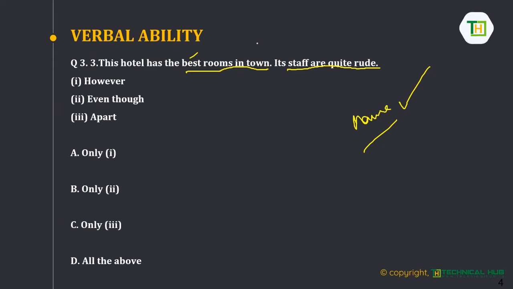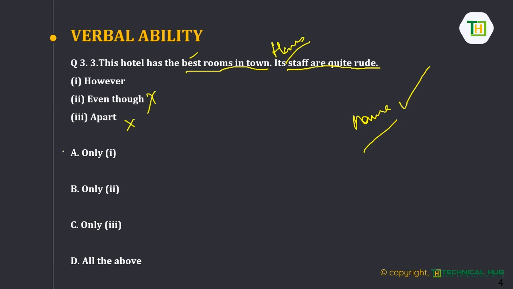However, its staff are quite rude. You can add "however" here. So this place you can add "however", and you can combine both of them. So even though, no. You cannot use this. Apart from this, you can use it, but not here.